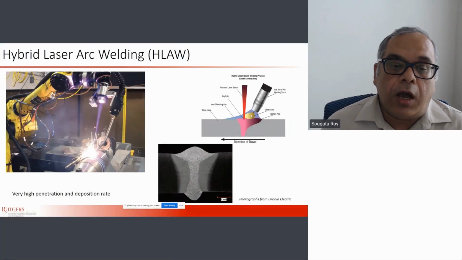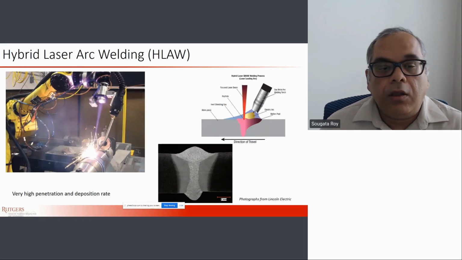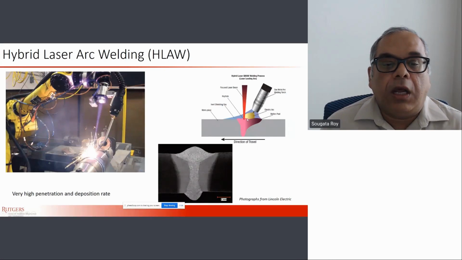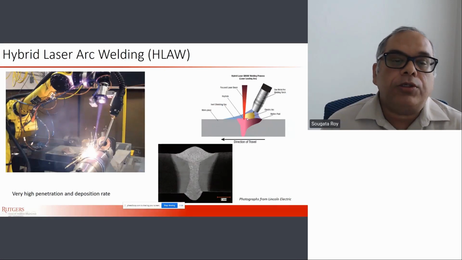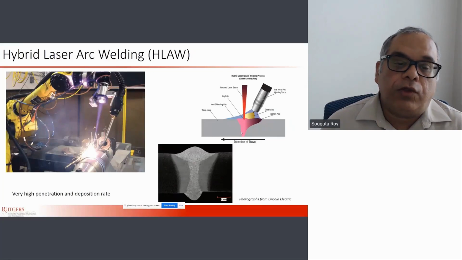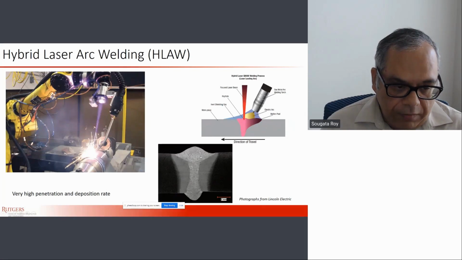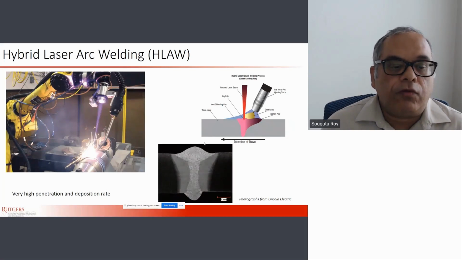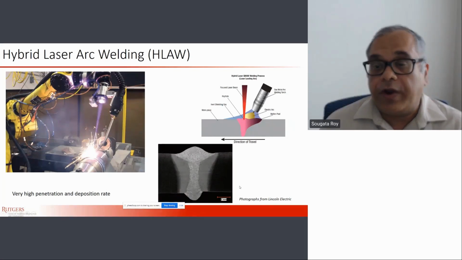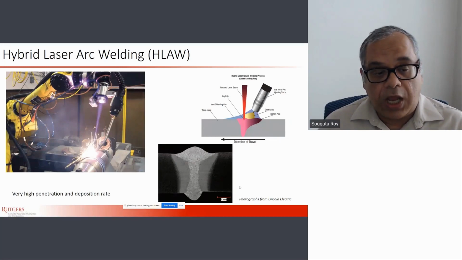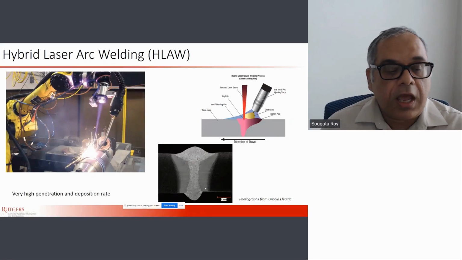And then you are following up with a normal arc welding process, which is gas metal arc welding, where this gas metal arc welding is now adding additional consumables or filler material to that weld. And as a result of that, you get a molten pool and a weld which is very deep and through the thickness of the material. That's great because now you can do the welding from outside and penetrate through the thickness.